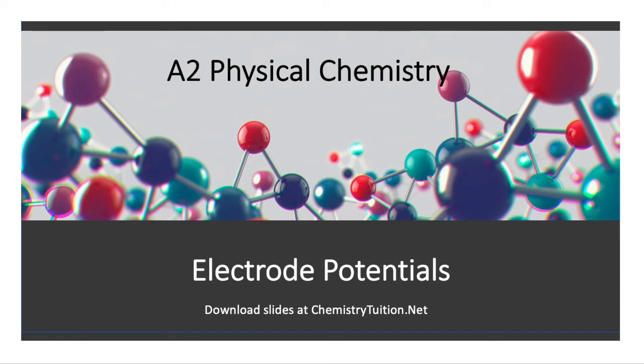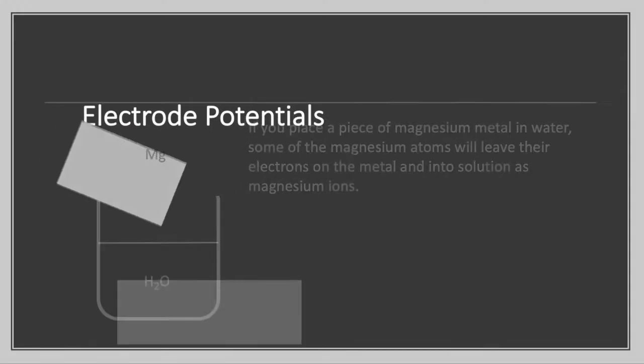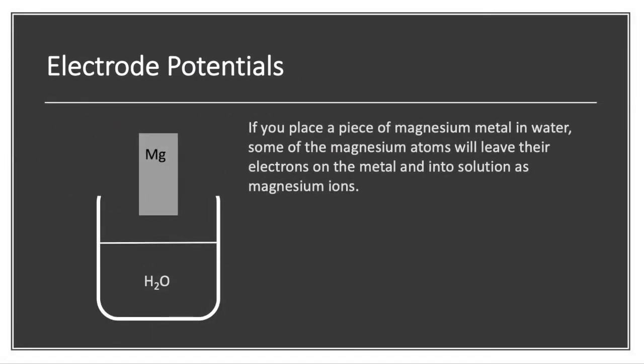Now that we have a better understanding of half equations and how to balance redox equations with oxidation states, we can now look at how we use electropotentials. So what do we mean by electropotentials?